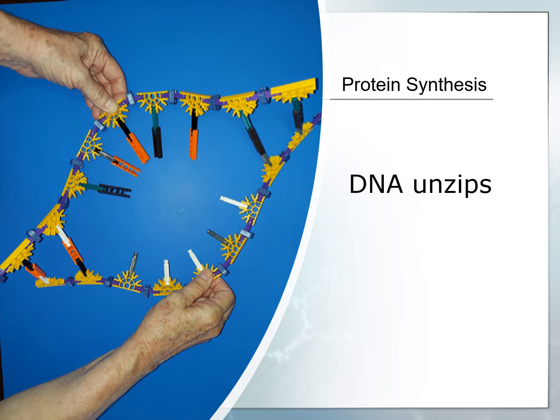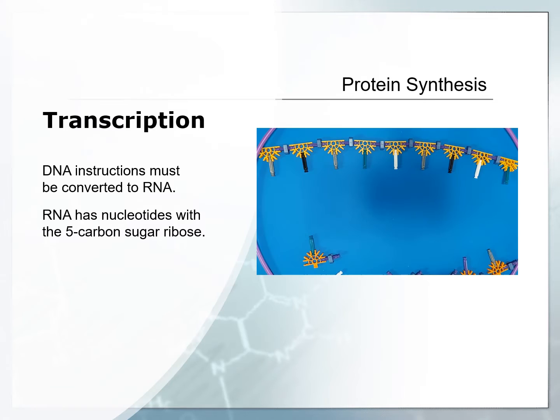Protein synthesis begins with DNA unzipping the required section. The instructions in the DNA code must be converted to RNA. RNA also has nucleotides composed of a phosphate group, a 5-carbon sugar, only this time it is called ribose instead of deoxyribose like the sugar in DNA.